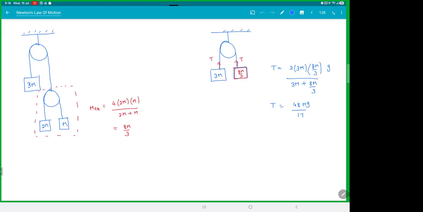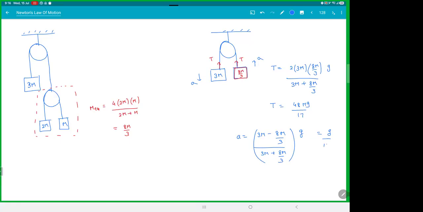And what about the accelerations? I can use all my Atwood machine ka formula. It has become a 2-block problem. Maths doesn't care, as long as the equations look the same. So this is 3m minus 8m by 3, that is m2 minus m1 by m1 plus m2, into G, so G by 17. Great. We got it.